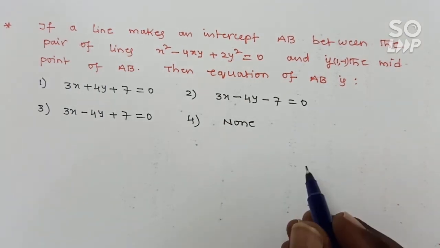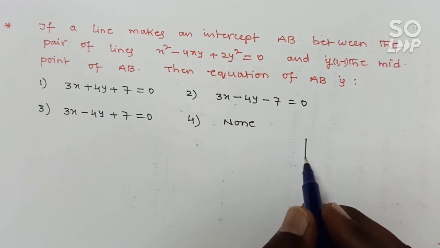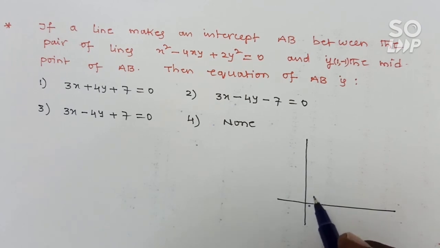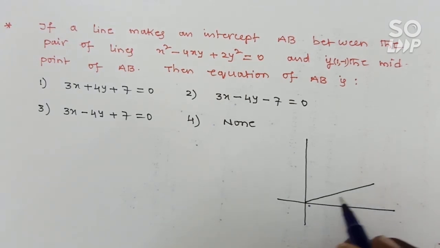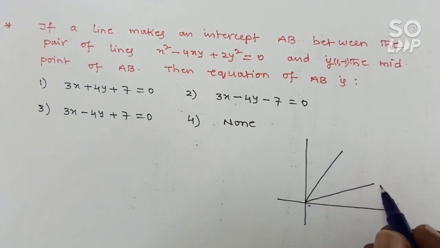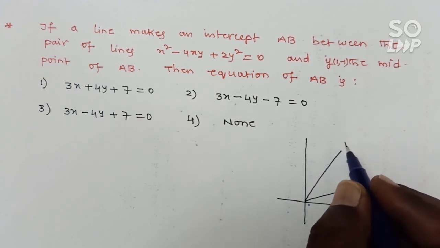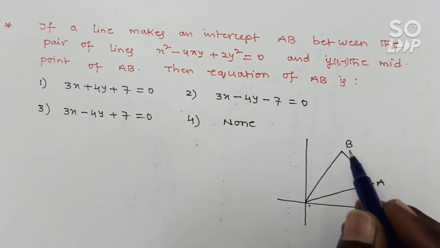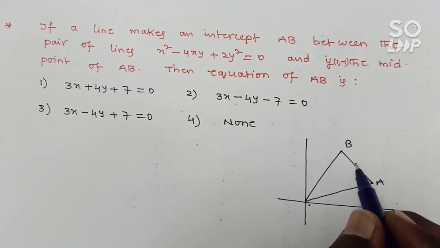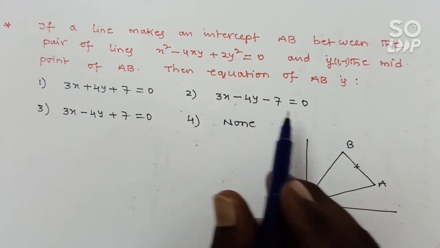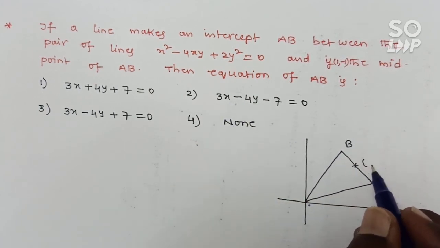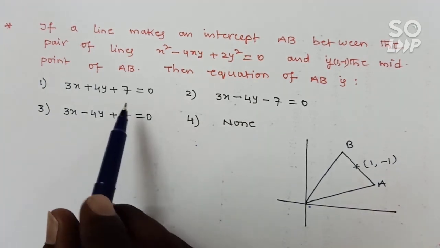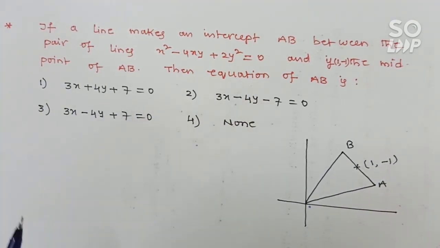So that means all of you see this diagram. Here the pair of lines passes through the origin. This one is A and this one is B. A line intercept is AB. Now the midpoint of the third side is given. That is 1 comma minus 1. Then you want the equation of AB.